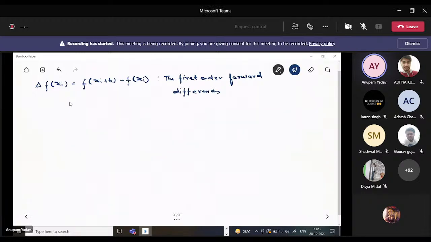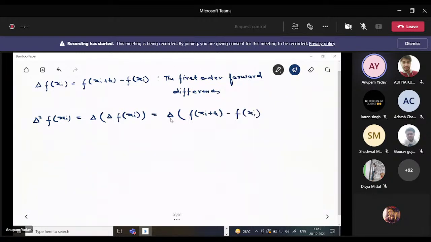Okay, we can simply evaluate second order as well. For example, if we wish to write del 2 of f of xi, this is going to be the second order forward difference. This is nothing but delta of delta f of xi, where delta f of xi is f of xi plus h minus f of xi.